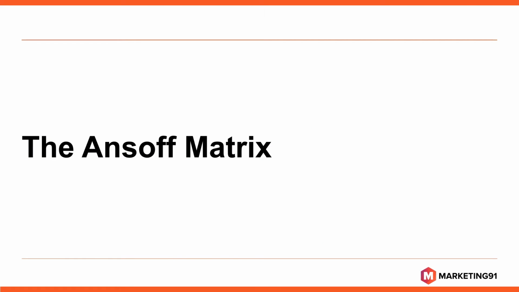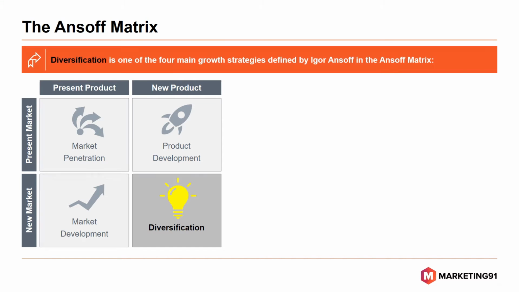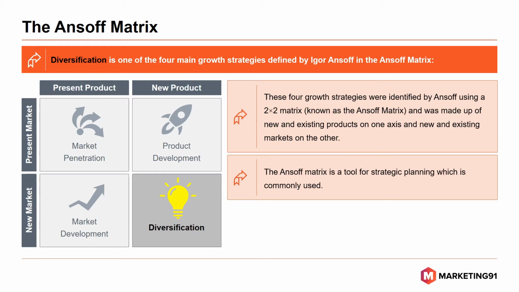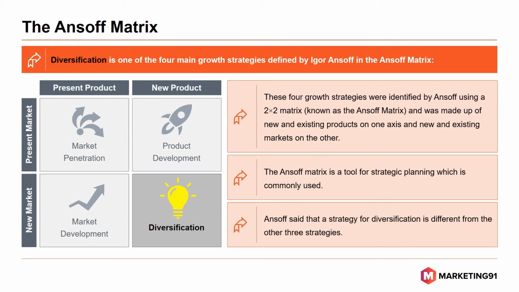Moving further, the relation between diversification and the Ansoff Matrix. Diversification is one of the 4 main growth strategies defined by Ansoff in the Ansoff Matrix. These 4 growth strategies were identified by Ansoff using a 2x2 matrix known as the Ansoff Matrix, made up of new or existing products on one axis and new and existing markets on the other. The Ansoff Matrix is a tool for strategic planning which is commonly used. The matrix aids companies in planning an efficient strategy for growth. Ansoff said that a strategy for diversification is different from the other 3 strategies.